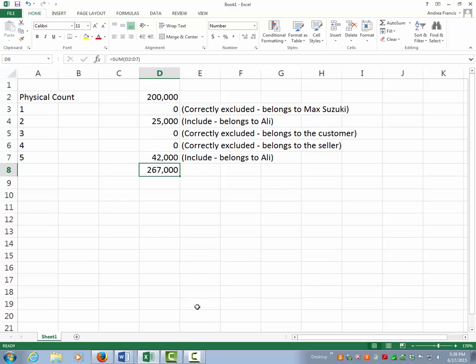So this concludes our discussion on goods in transit and consignment goods. You have some help now, based on this example and also some of the theory, to be able to attempt a similar question in your pack.